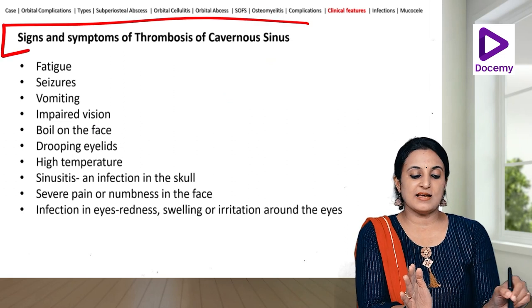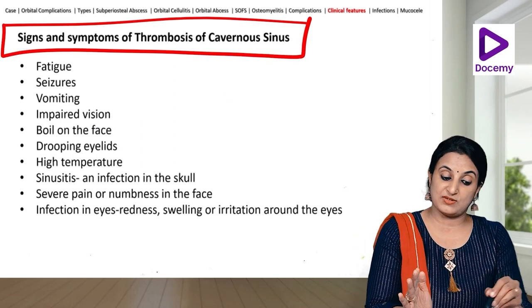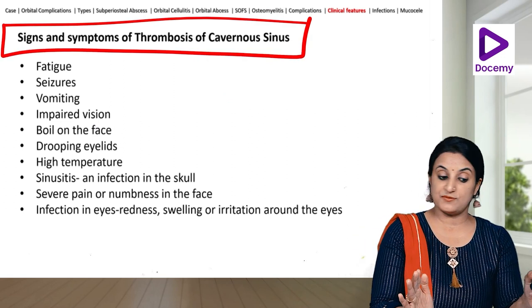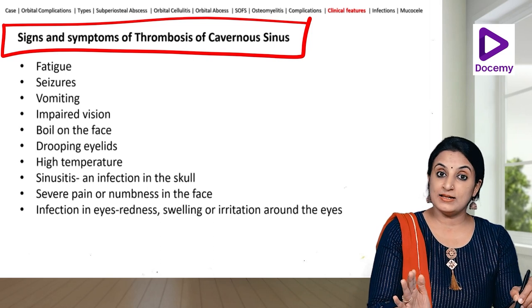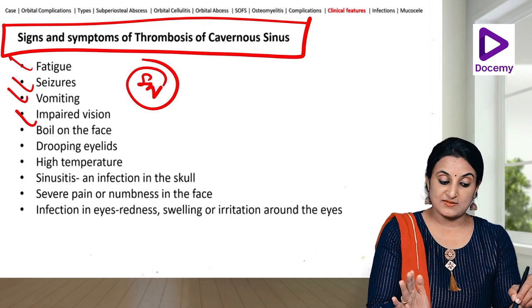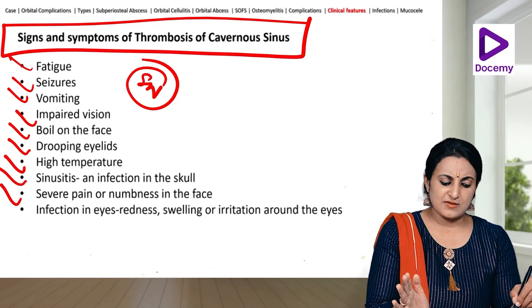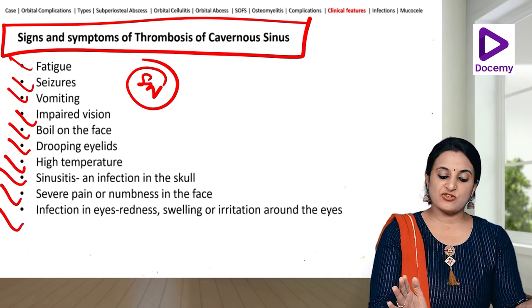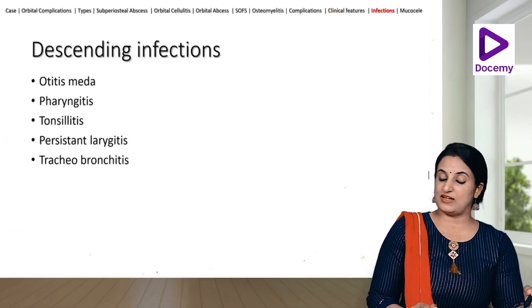What are the signs and symptoms of thrombosis of the cavernous sinus? This is another sure short question for you. Fatigue, seizures, vomiting, impaired vision, boils on the face, drooping eyelids, high temperature, sinusitis, infection of the skull, severe pain, numbness of the face, and an infection of the eye with redness, swelling, and irritation of the eyes.